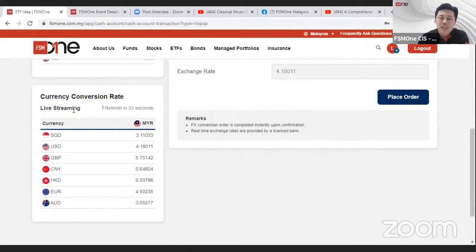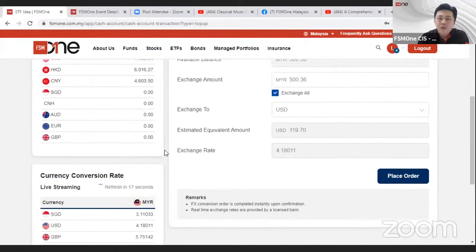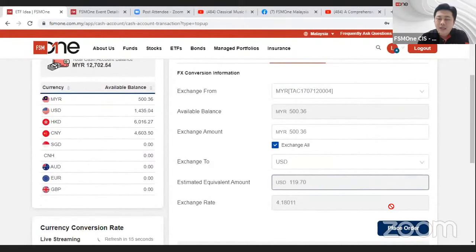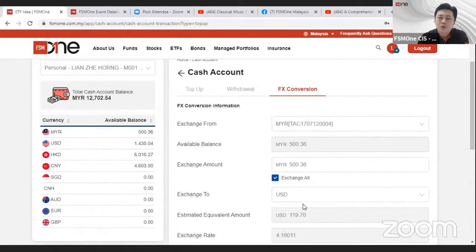We are using the Standard Chartered commercial rate currently. So I believe the exchange rate is quite competitive compared to the bank over-the-counter rate. Once I successfully place the order, it will immediately exchange my RM into USD. So basically, you will need to top up, and after that, you can proceed to FX conversion to convert your RM to another currency.